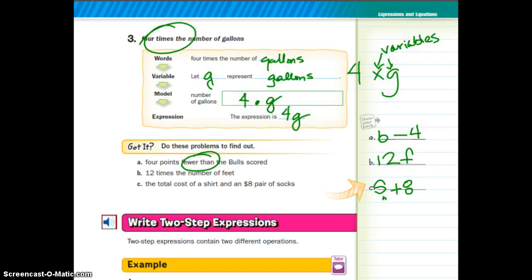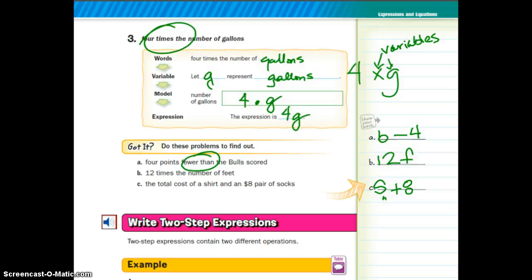Did you get what I got? I got b minus 4 because I used bulls instead of scored. So bulls minus 4, 12 times the number of feet, 12f. Now notice I didn't put ft because then t would be a variable also. So just 12f. And then the total cost of the shirt plus 8, so s plus 8.